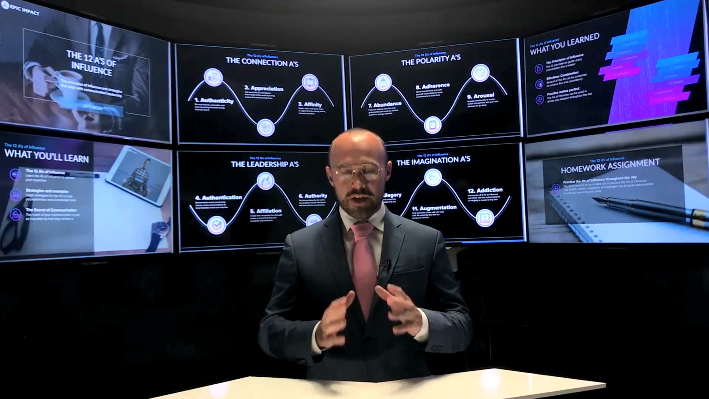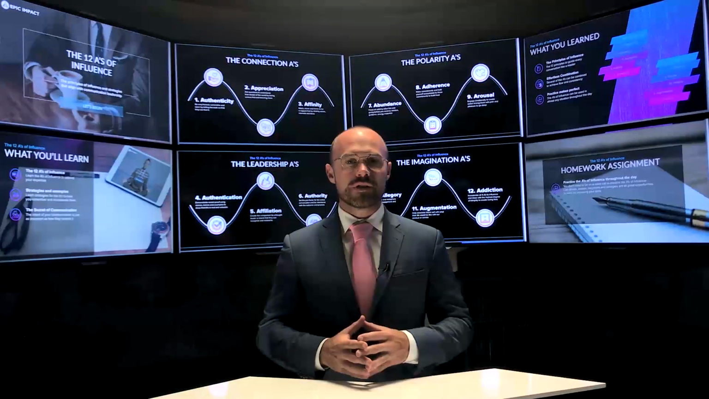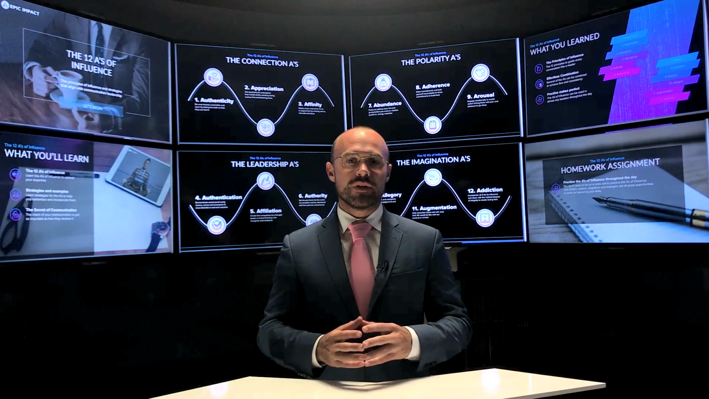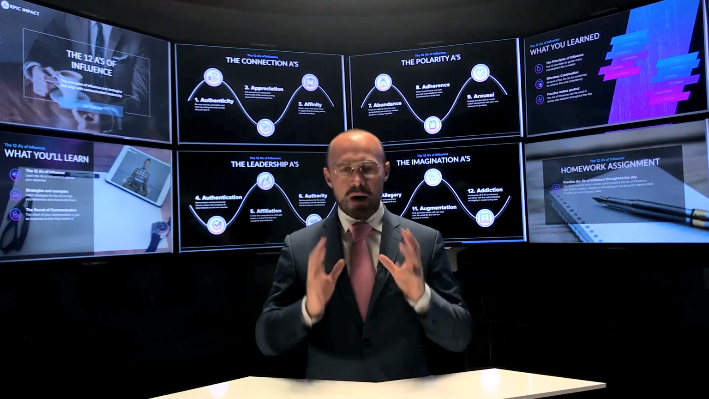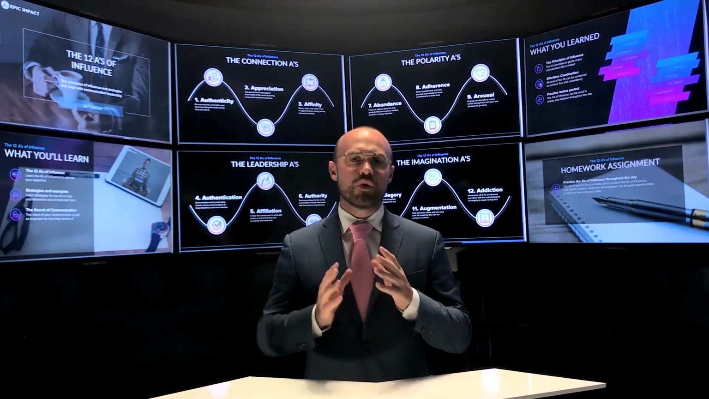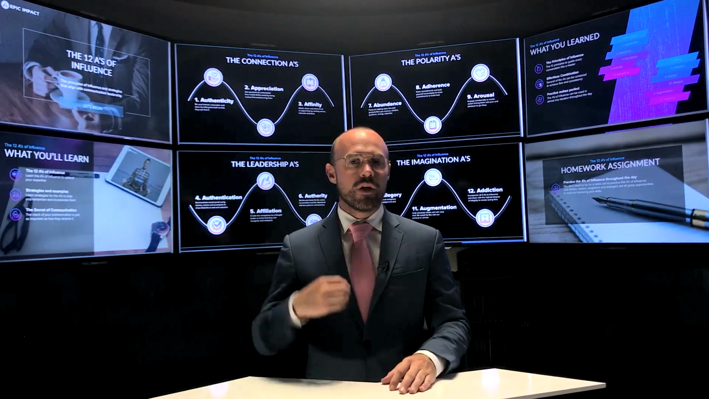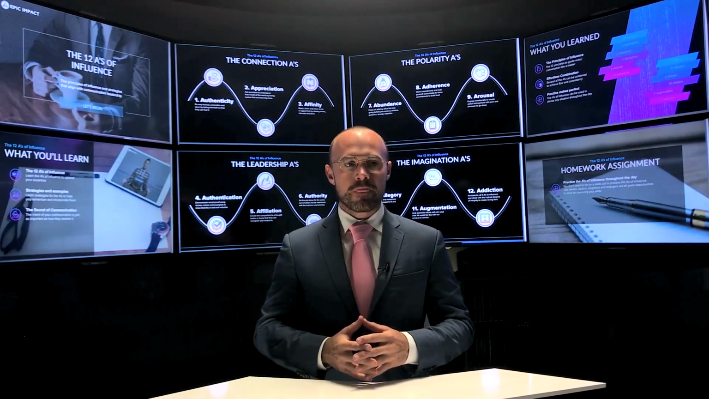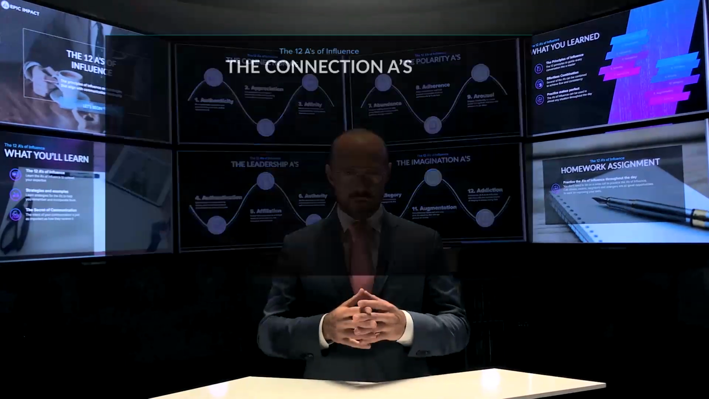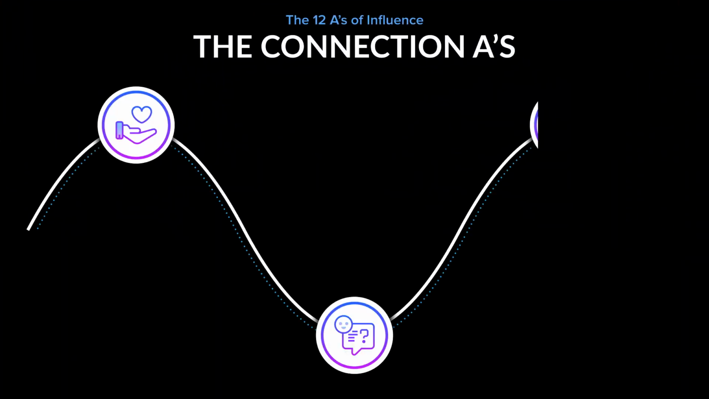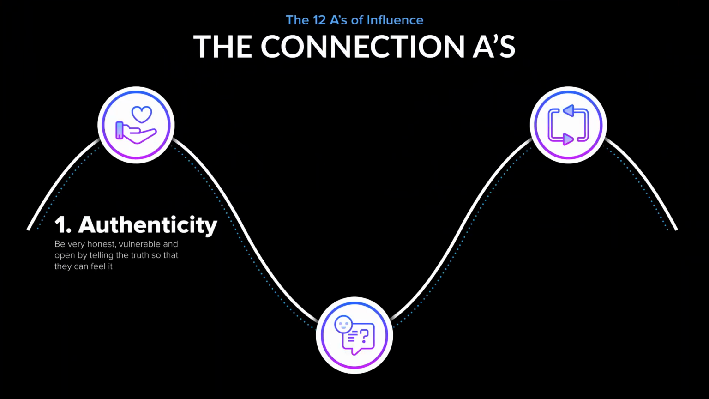We've divided the A's of Influence into 4 categories of 3 of the A's of Influence each. That way you can remember them by category and how to apply them consistently when you're thinking about the A's of Influence. The first category of the A's of the Influence are the connection A's. The connection A's start with authenticity.